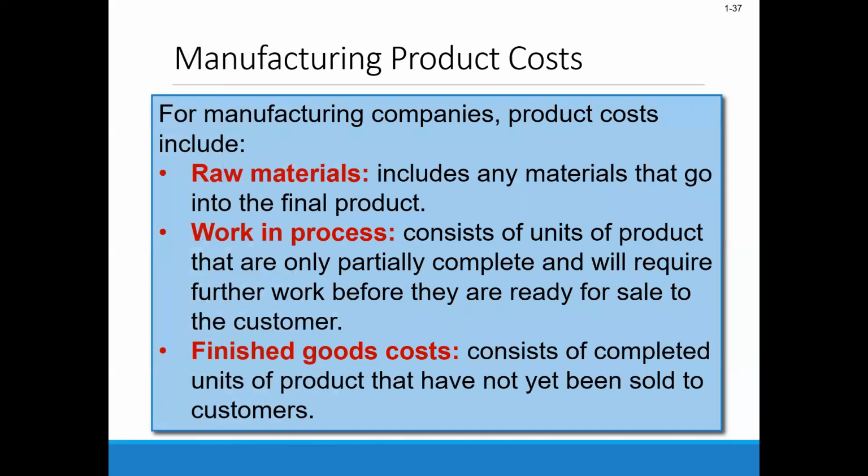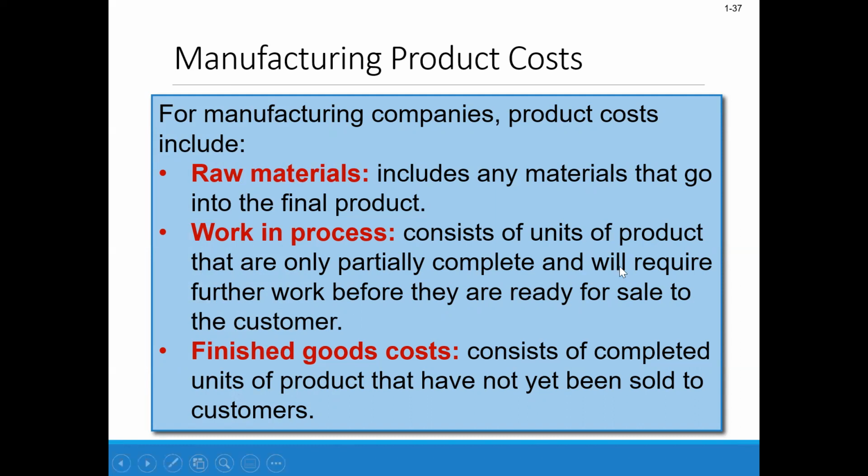For manufacturing companies, product costs include raw materials: the metal, the glass, the radios just in their boxes, the wires. I'll stop now, but you understand the point. The goods that help go into making the finished automobile. Raw materials include any materials that go into the final product.